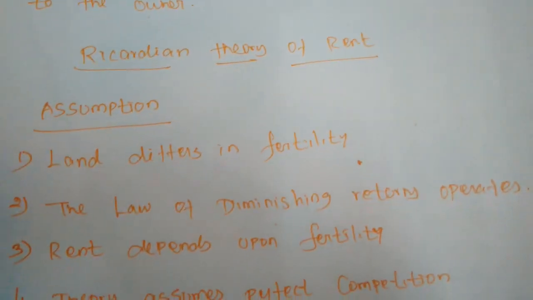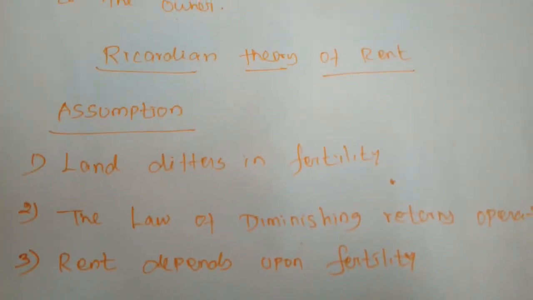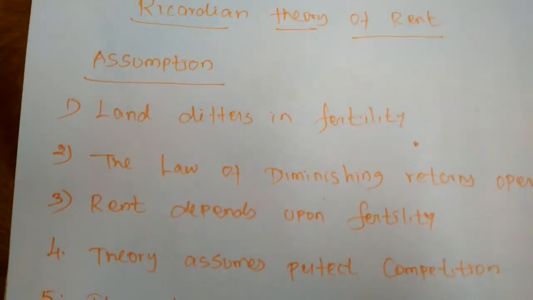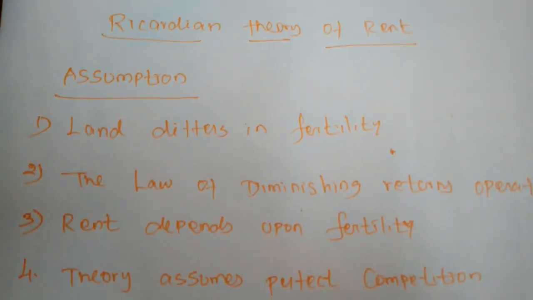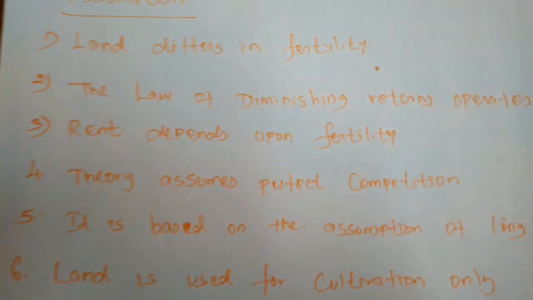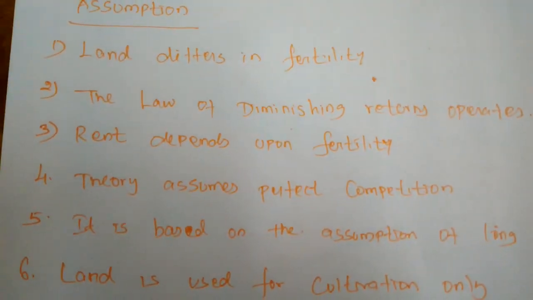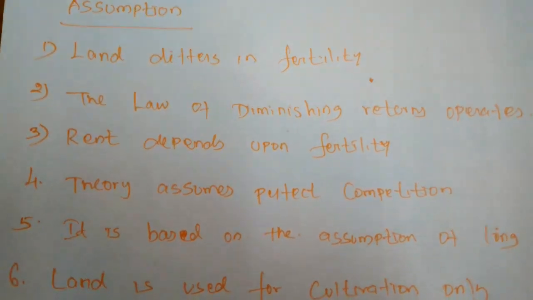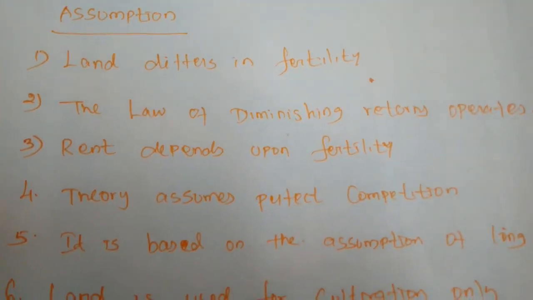So this theory is considered as the Ricardian theory. For explaining the Ricardian theory of rent, we have to consider some of the assumptions. So what are the assumptions? First one is land differs in fertility.